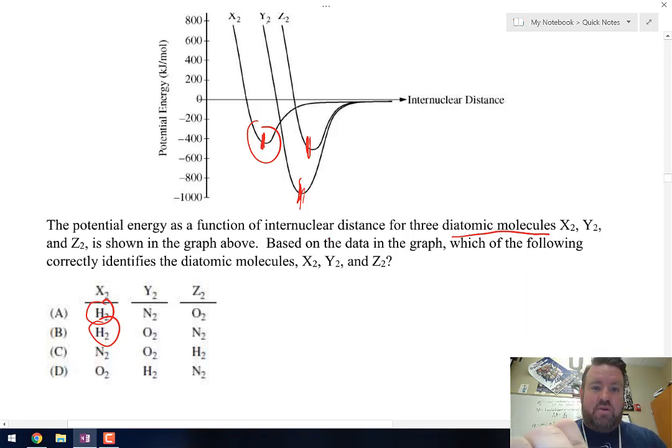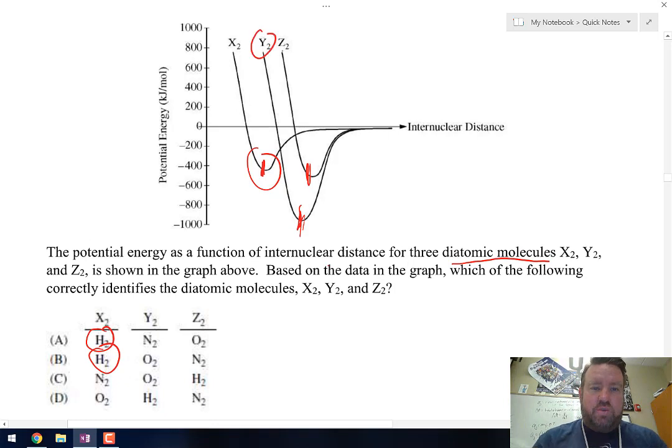But we do know that Y2, this one, goes way farther down, so we can identify that as probably being the triple bond of N2, when this one is just the double bond of O2.